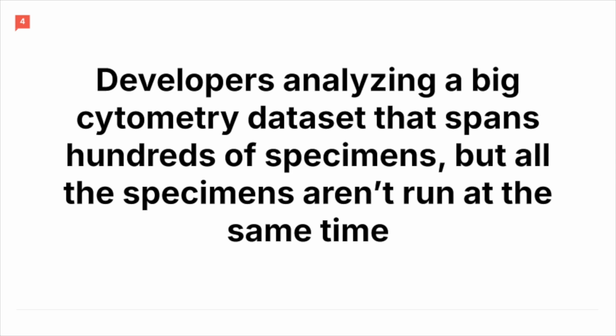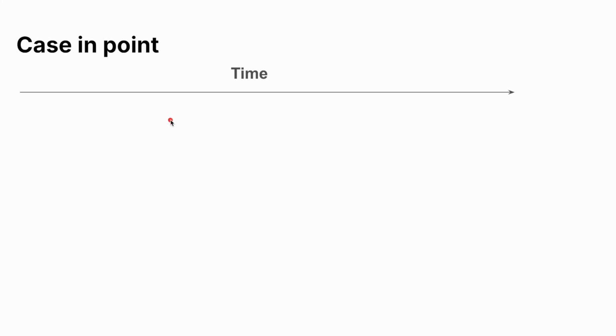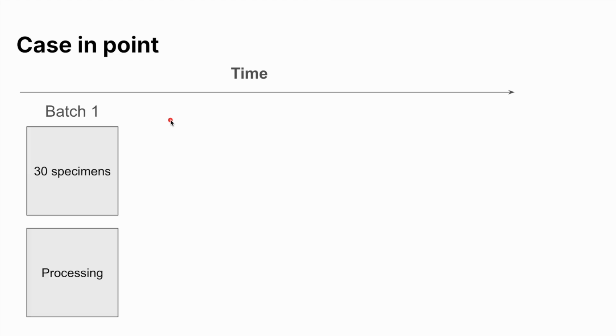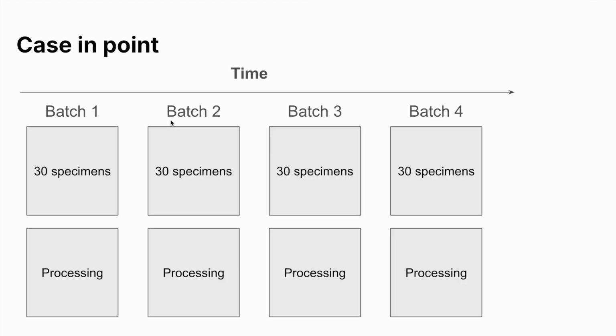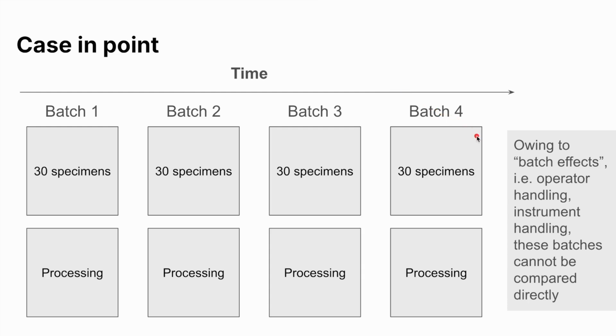So, who might care about this subject? It's basically any drug developer running 100 specimen plus clinical trials and using cytometry. And a lot of times those specimens don't show up at the exact same time. So these drug developers will run into this issue called batching. Across time, you could be receiving batches of, say, 30 specimens, batch 1, batch 2, batch 3, batch 4. These aren't run at the exact same time nor by the exact same person, and these could lead to what's called batch effects. That is, operator handling, instrument handling, variability, etc., means that these batches can't be compared directly.